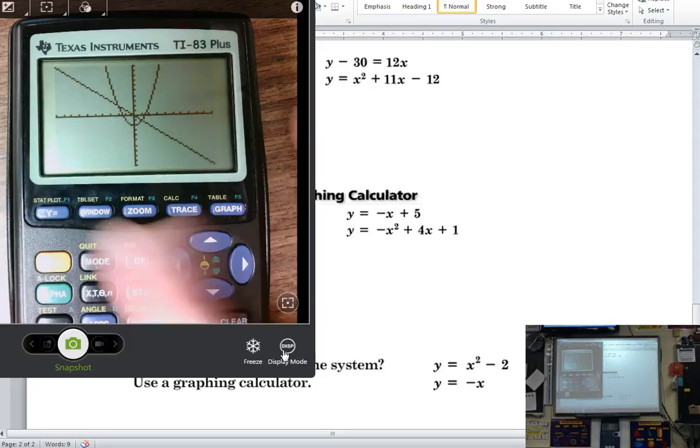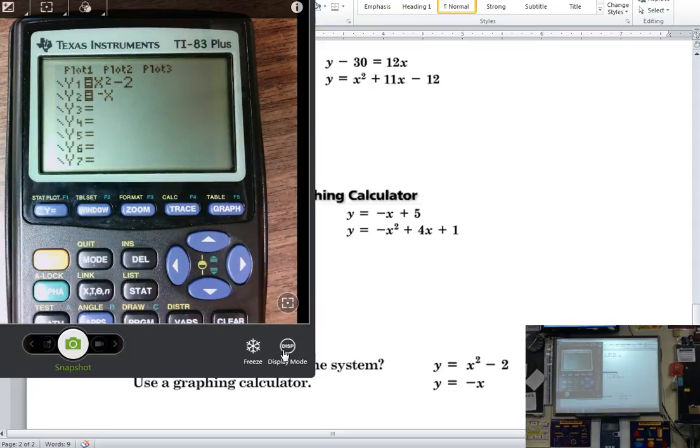Can you go back to the y equals? Where's that? Thank you. Oh, okay. Never mind. They're just on the paper.